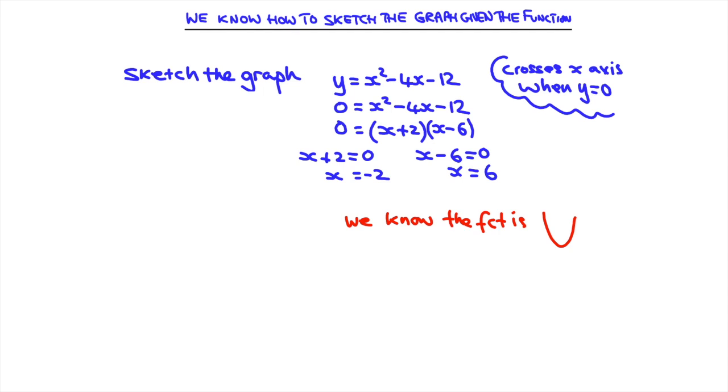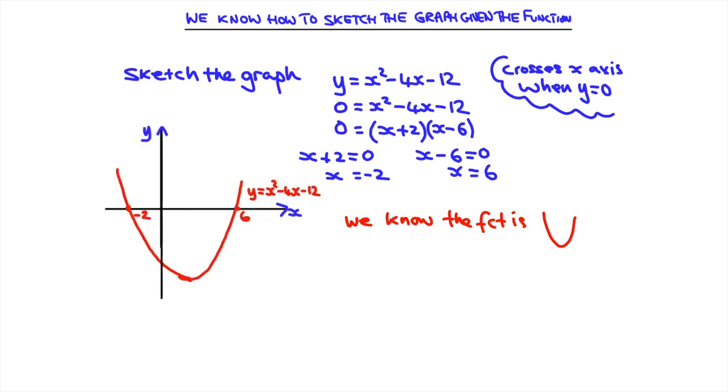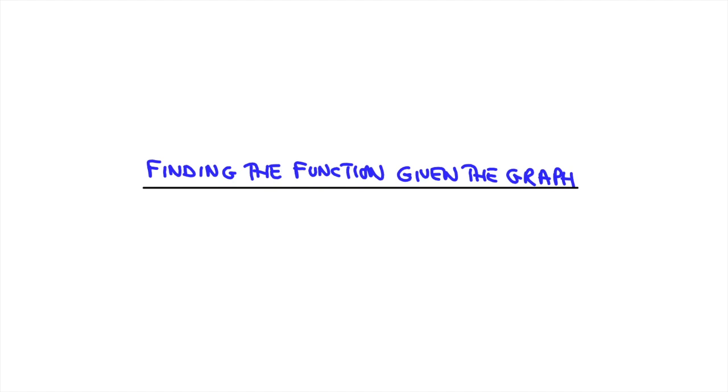So putting these two things together, we can quickly provide a sketch of the graph. That's a possible sketch of y equals x squared minus 4x minus 12. So we were able to do that quickly. And that's prior knowledge. We did that in Mat 5. What we're going to do now is to find the function given the graph.